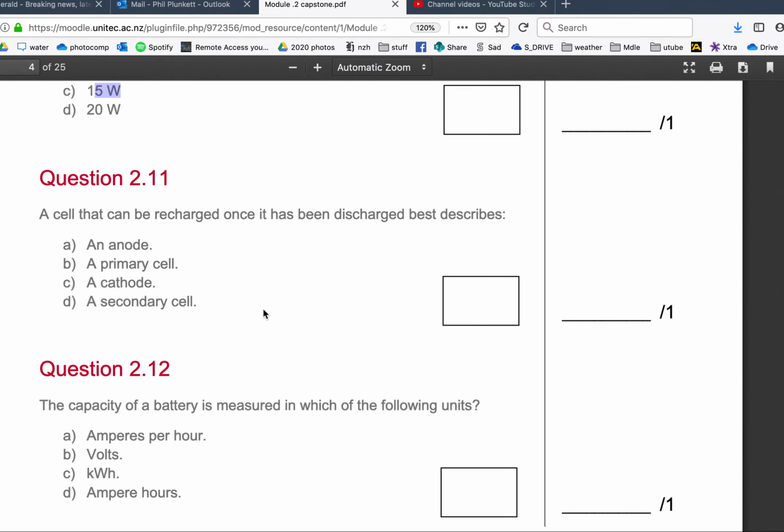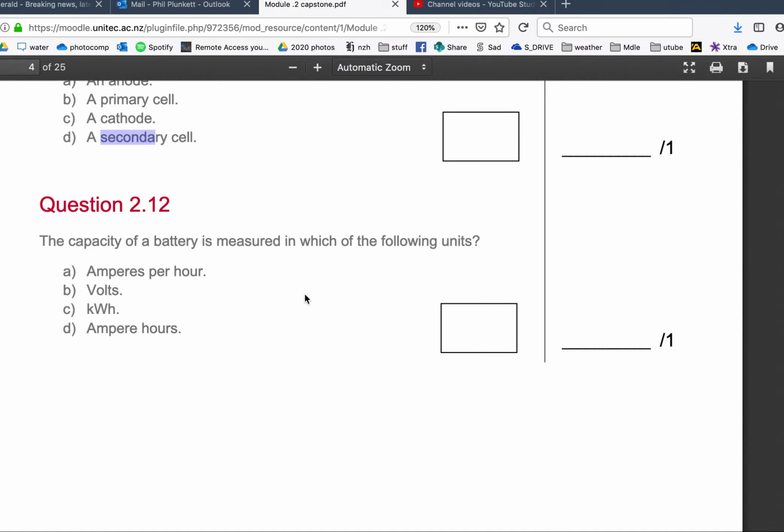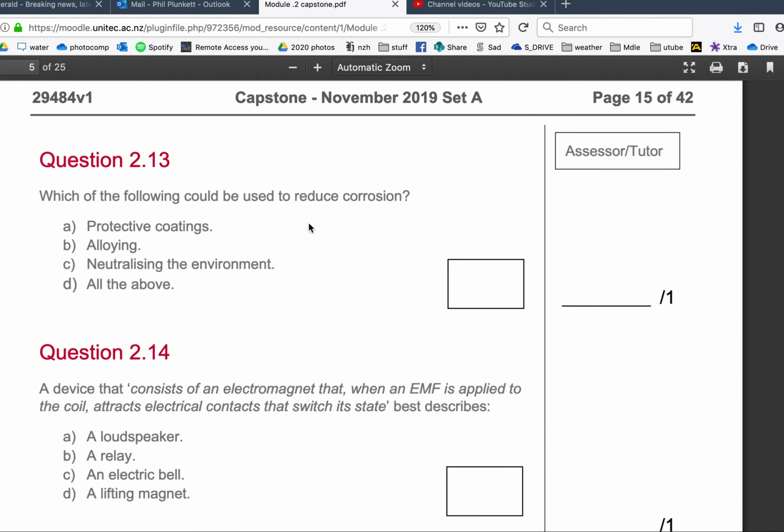A cell that can be recharged once it has been discharged, so if it's a rechargeable battery, is what we call a secondary. Capacity is measured in amp hours, not amps per hour, it's amps times hours. Okay? Which of the following could be used to reduce corrosion? Protective coatings, yep, paint it. Alloying, definitely. Neutralizing the environment, so it's all of the above.